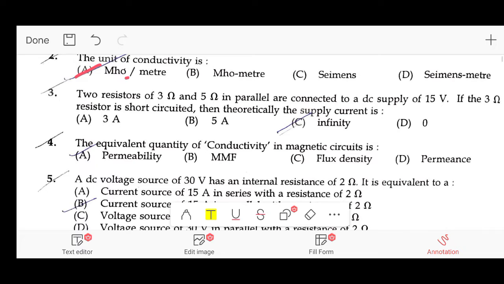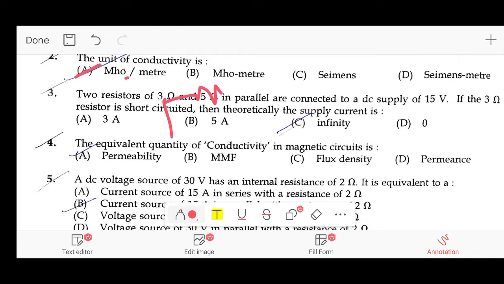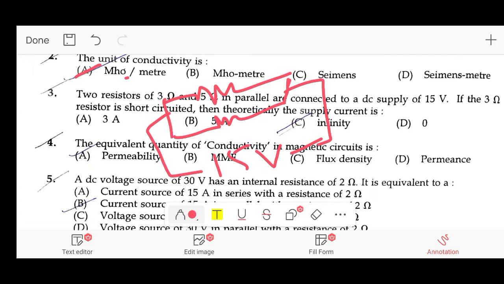Third question, two resistors of 3 ohm and 5 ohm in parallel are connected to a DC supply of 15 volt. If the 3 ohm resistor is short circuited, then theoretically the supply current is. What is given is, we have a 3 ohm resistor and a 5 ohm resistor connected in parallel with a 15 volt source. Then if the 3 ohm resistor is short circuited, this is 3 ohm, this is 5 ohm.